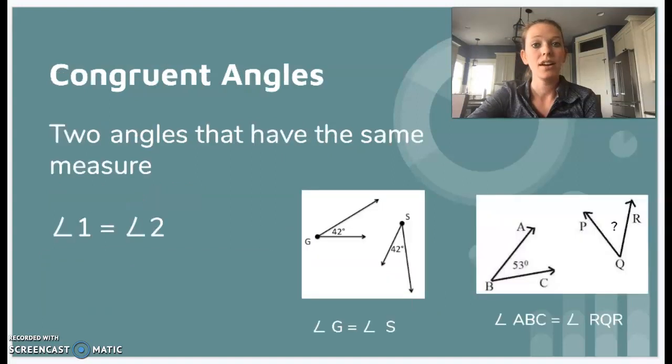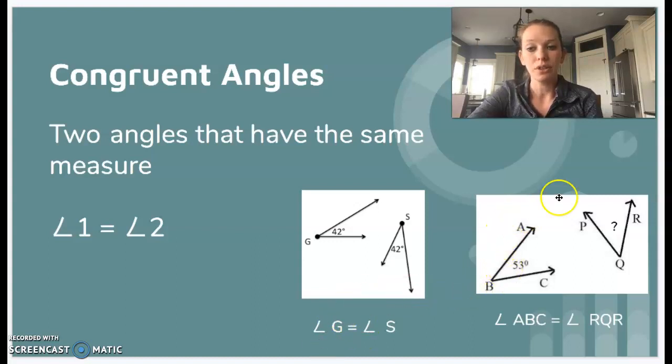Okay, now a new term probably is congruent angles. The word congruent means equal to or the same. And so two angles that have the same measure. So here obviously angle G is 42 and angle S is 42. So we would say angle G and S are congruent angles. And down here I show you it as a math equation. You will also see a different symbol here with a little squiggle or tilde above it as well.